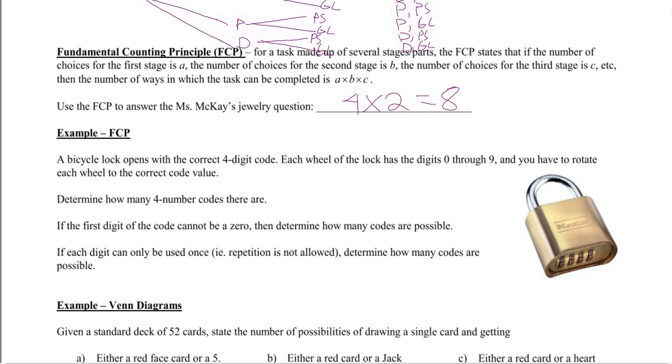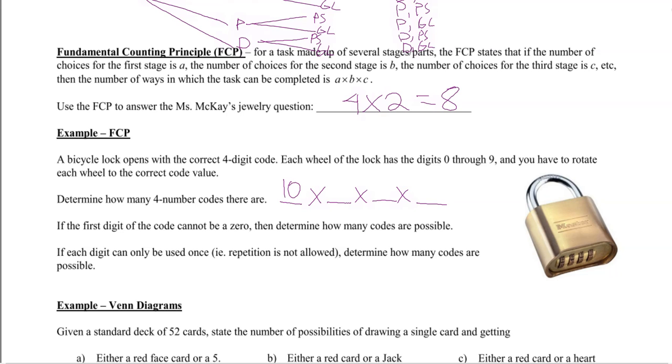So here's how we do a fundamental counting principle question. What you do is you put down the number of choices, right? Because we've got 4 digits, and you put a multiply in between them. Your first stage here is the first digit in the combination. The second stage is the second digit in the combination, and so on. All right, how many choices do I have for the first digit? So 0 through 9 is 10 choices, right?